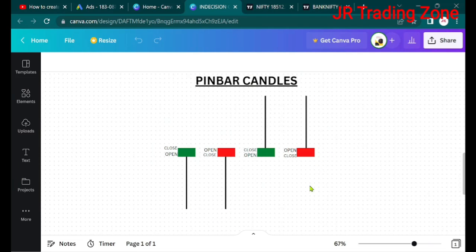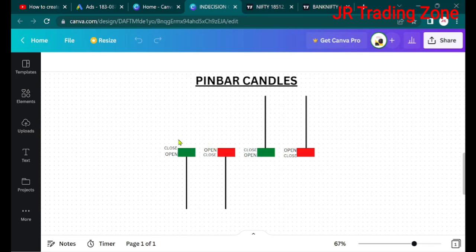For this type of candles, we don't give importance to the color. Even if it is green or red, no problem. We give importance to the wicks. This is the sign of bullishness. This wick shows the sign of bearishness, where these candles are only valuable in the right location.